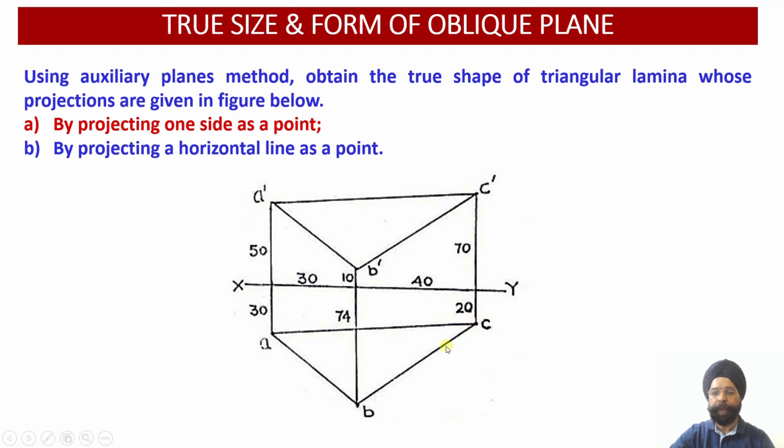Similarly, if you are going to pick up any one of the edges in the top view, we are going to draw an auxiliary vertical plane, that is AVP, parallel to that particular edge. And whichever edge we pick up, we'll draw either AIP or AVP, that is an auxiliary plane, parallel to that particular edge, and again draw the projections of the lamina onto that particular auxiliary plane.